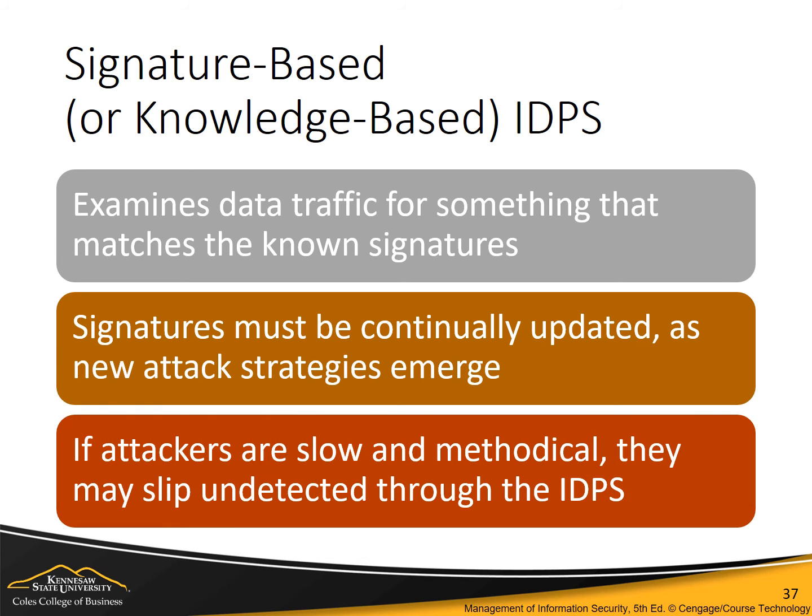Another weakness of this method is the time frame over which attacks occur. If attackers are slow and methodical, they may slip undetected through the IDPS, as their actions may not match a signature that includes factors based on duration of the events. These slow attacks may occur over days or weeks as the attackers learn about the system and where vulnerabilities may exist.